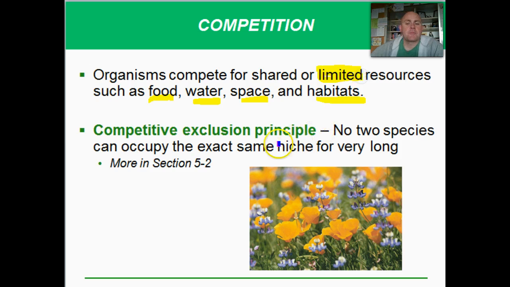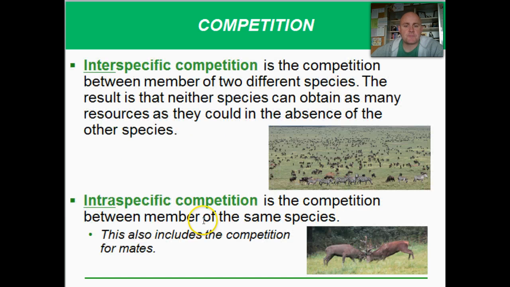If they compete, typically this principle falls forward, the competitive exclusion principle. This is an important principle that you guys need to understand and have in the back of your head. No two species can occupy the exact same niche for very long. That's it in a nutshell, which basically means that if one species is utilizing a resource and the other species is utilizing the same resource, eventually one's going to lose out in that competition for that resource and will become extinct.